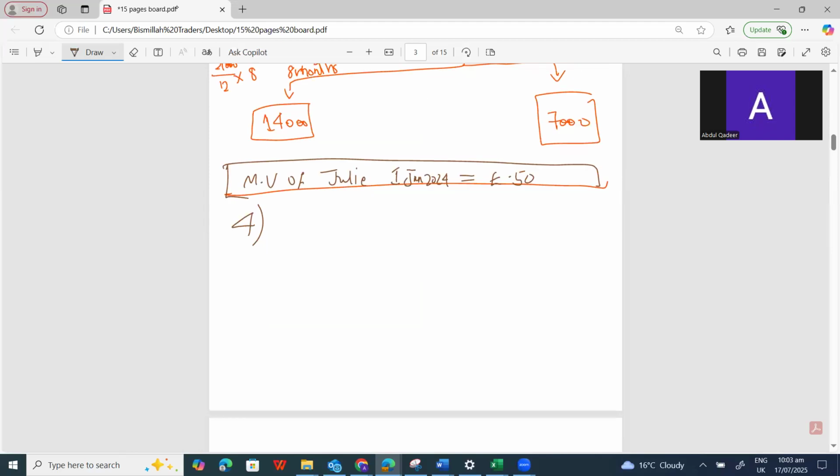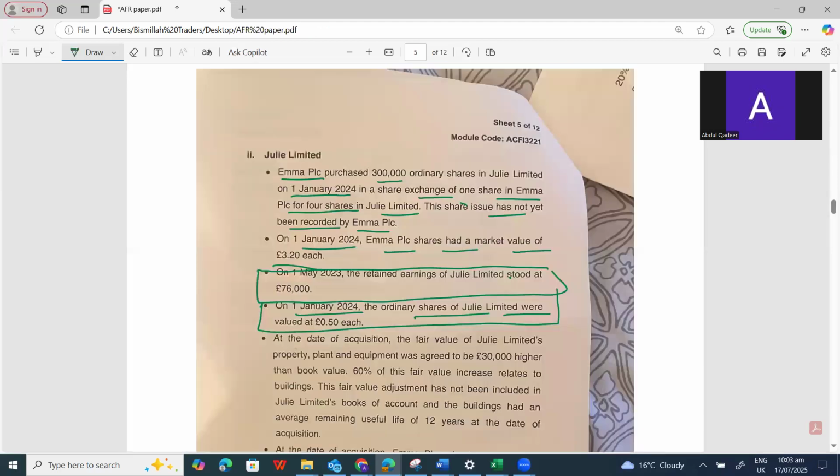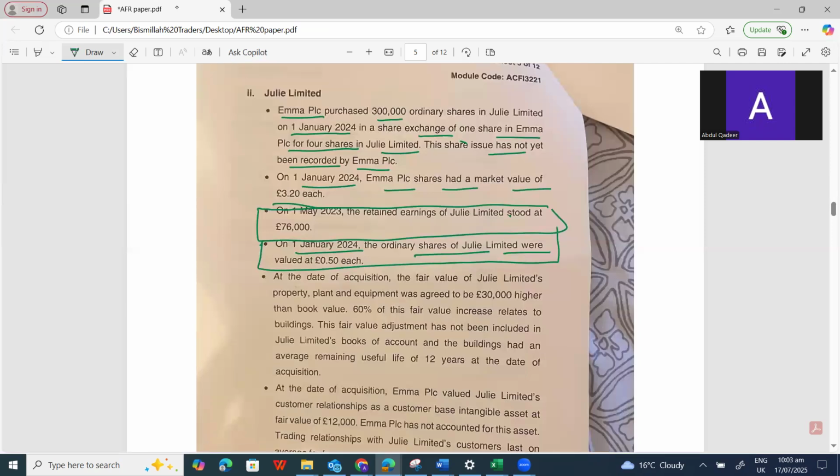Now, next, what we are going to calculate at the date of acquisition is the fair value of Julie Limited's assets, because we need to adjust this. Then we will be able to calculate the net assets of the subsidiary, and then our goodwill. So first of all, this is the fair value adjustment at the date of acquisition. What is the fair value adjustment?